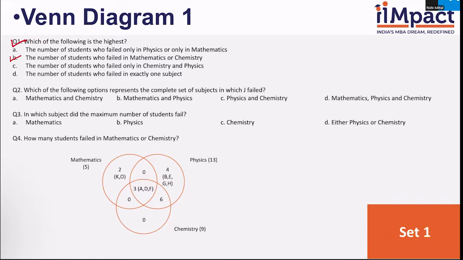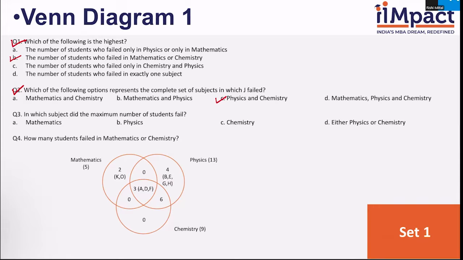So therefore, clearly my answer is option B. Number of students who have failed in mathematics and chemistry. Okay. Question number 2. Which of the following options represents the complete set of subjects in which J failed? Now, J clearly is a part of the 6 who have failed only physics and chemistry. So my answer is option C, physics and chemistry.